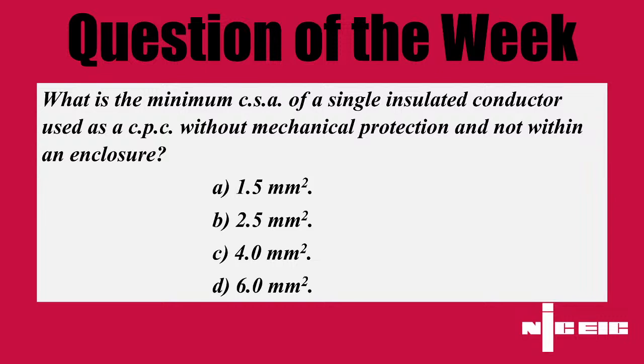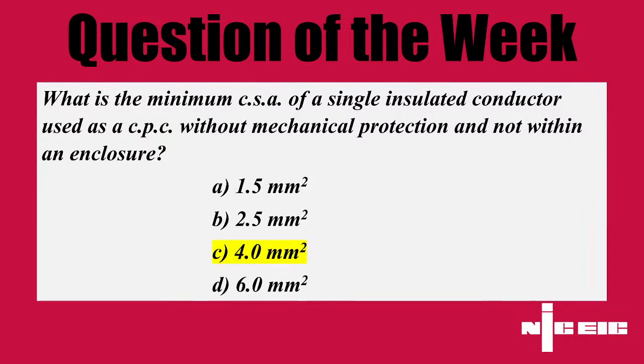So the answer for this one is C, 4 mil. I really like this question because it gets people understanding the minimum requirements and some of the wording, especially where it mentions no mechanical protection and it's not within an enclosure. So it's essentially a single insulated CPC on its own. It's not within a cable, it's not within a trunking, ducting or a conduit of some description. So 543.1.1, and there's indents 3, 4, and 5 there.